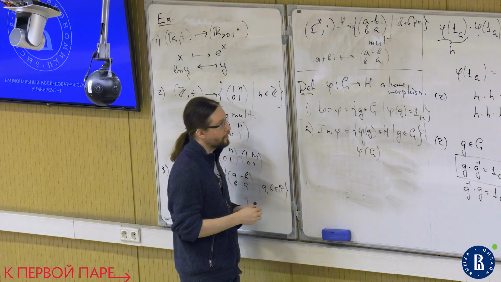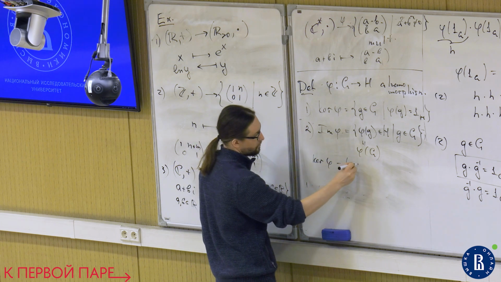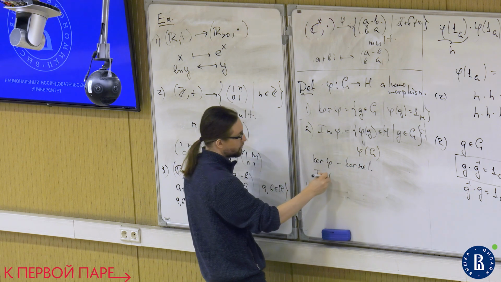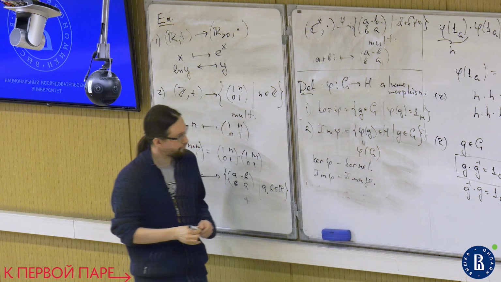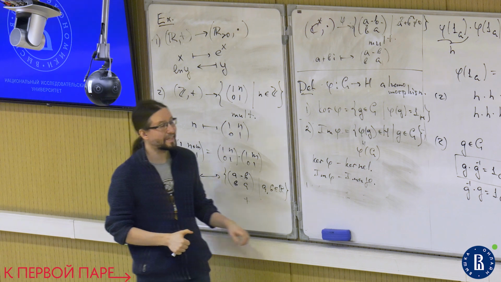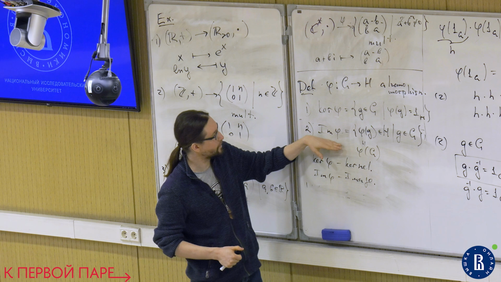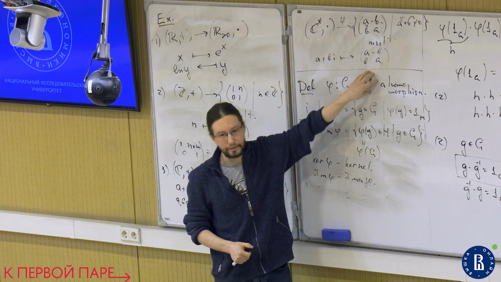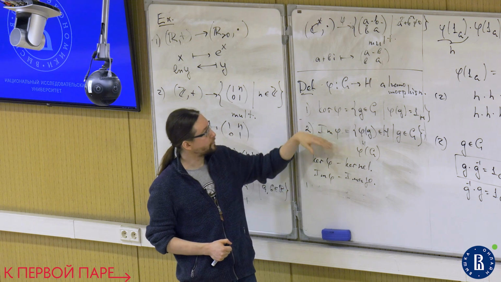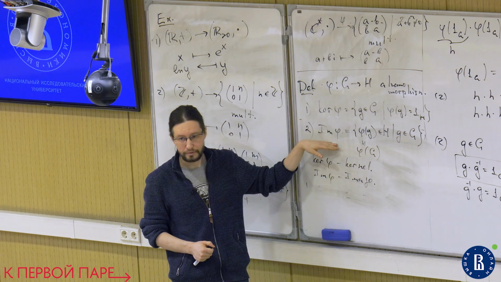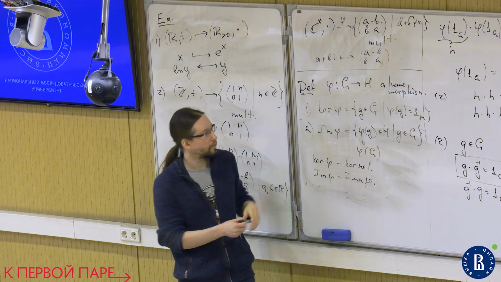So the first one is called kernel. The second one is called image. So these are two subsets. This one lives here in G, the other one lives here in H. Well, what is important, these two subsets are actually subgroups. And the first subgroup is always normal. So let me prove this.